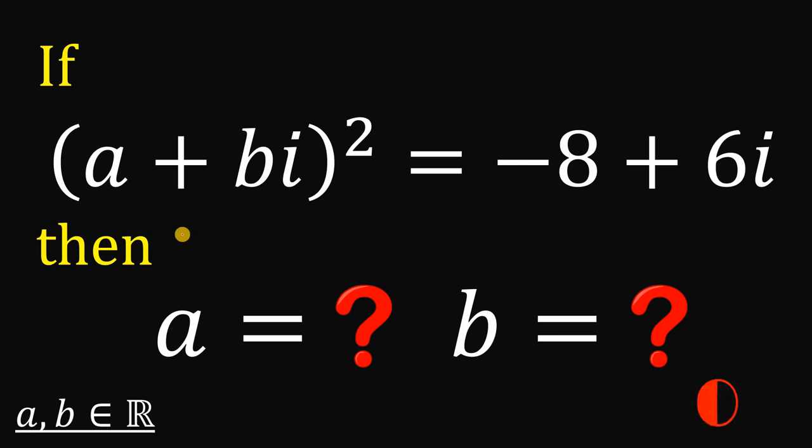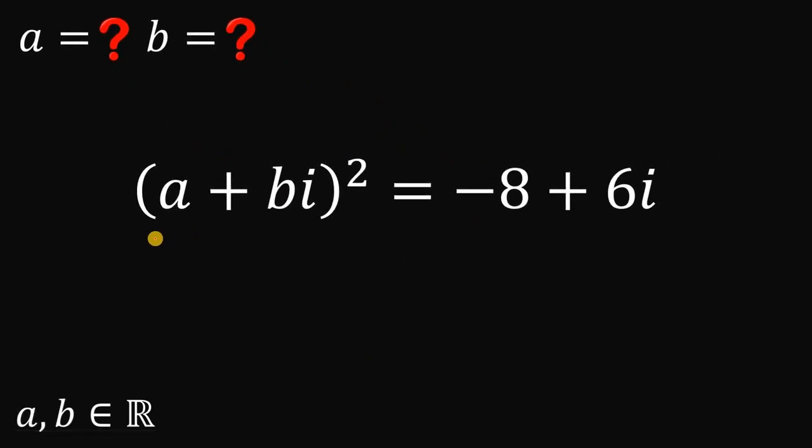And now, let's answer this question together. Alright, so given this equation, (a plus bi) squared equals negative 8 plus 6i, then our goal is to solve for the values of a and b, real values, such that it satisfies this equation. Alright, so let's start.